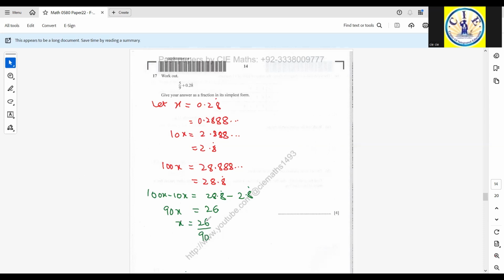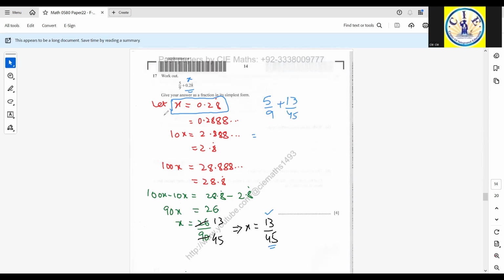That will give me 2 13s are 26 and 2 45s are 90. The value of x is 13 by 45. Now, when I replace this value into the given equation, 5 by 9 plus 0.28 dot, which was actually equal to x, as supposed, and the value of x is 13 by 45. So I'm going to replace the x value, which is 13 by 45, here.